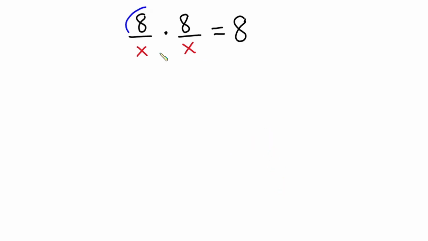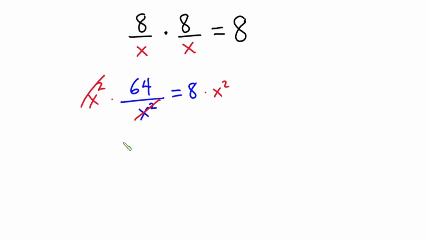First, I'm going to multiply the numerators. So we have 8 times 8 is 64, then over the denominator we have x times x, which is x to the second power, and this is equal to 8. Now let's multiply each side of this equation by x to the second power, so that this one will cancel this. Now we have 64 is equal to 8 times x to the second power.